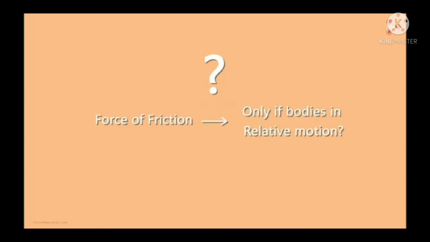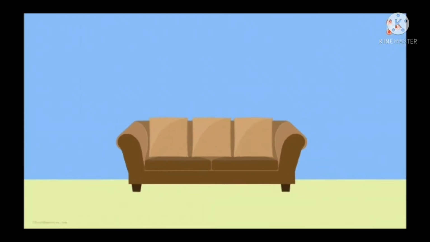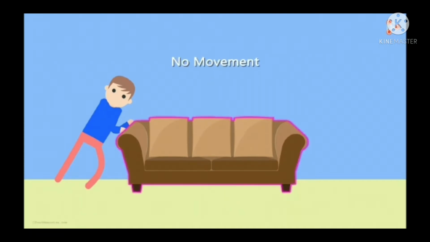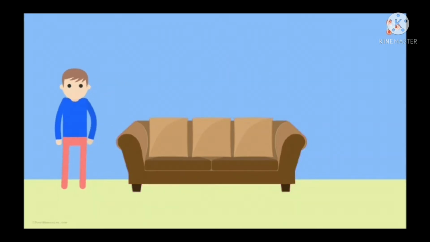This lesson begins with a question. I asked you if the force of friction comes into play only when the two things are in relative motion. Let's discuss this in detail. Let's say you want to move the stationary sofa in your living room and the sofa is really heavy. What happens when you give it an initial push? Yes, you're right. Nothing happens. The sofa doesn't move even though you're applying a lot of force.